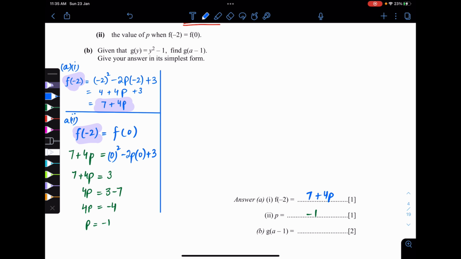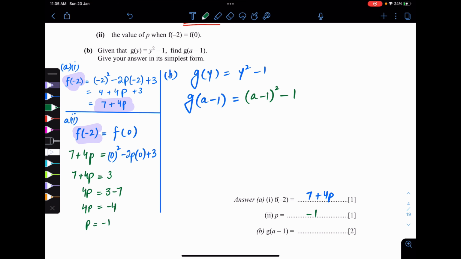Okay, the third part is going to use your algebra basics quite a lot. Let's understand what I mean by that. Now, they have told us g of y is equal to y squared minus 1. So we're going to learn how to find g of a minus 1. The instruction is quite simple. As you can see, it's telling us to go to function g and put a minus 1 instead of y. Now, what we're going to do is put a minus 1 instead of y.